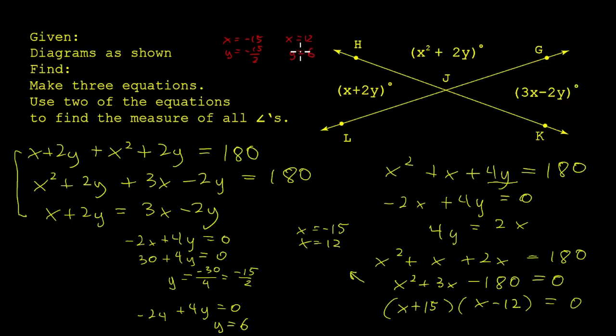Now you can see just from this first one that if x is negative and y is negative, and we add them together, that's going to give us a negative. So that's not going to work. But if we do x equals 12 and y equals 6, so x equals 12, that's 12, plus 6 times 2 is another 12, so that's 24 degrees. Over here, if x is 12, that's 36 minus, so 36 minus 12 is 24 again.